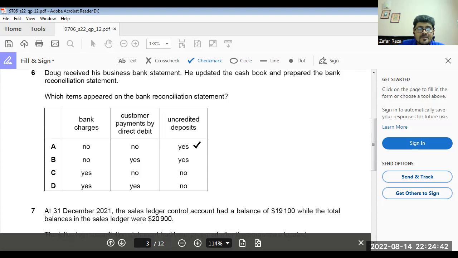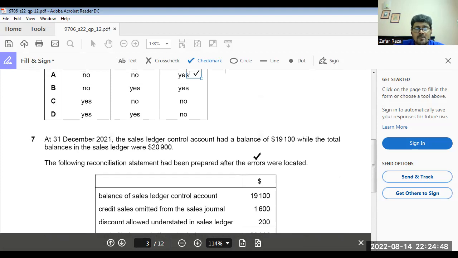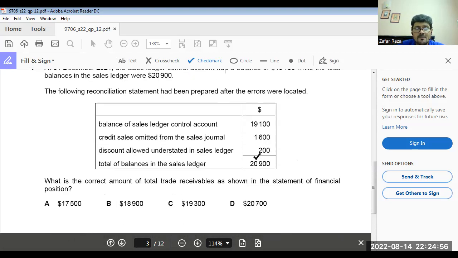Okay. On 31st December 2021, the sales ledger control account had a balance of 19,100, while the total of balances in the sales ledger was 20,900. The following reconciliation had been prepared after the errors were located. Balance of sales ledger control account 19,100, credit sales omitted from the sales journal 1,600, discount understated in the sales ledger 200. Total of balances in sales ledger 20,900.